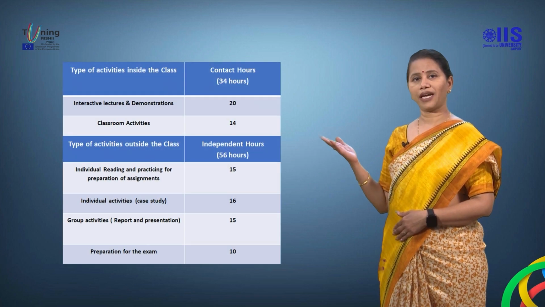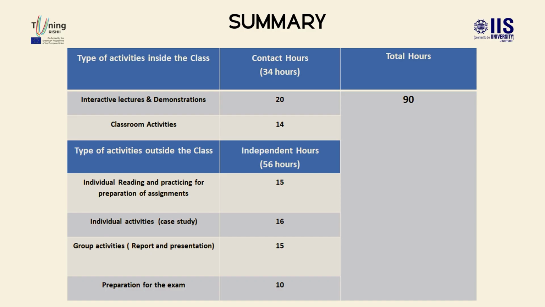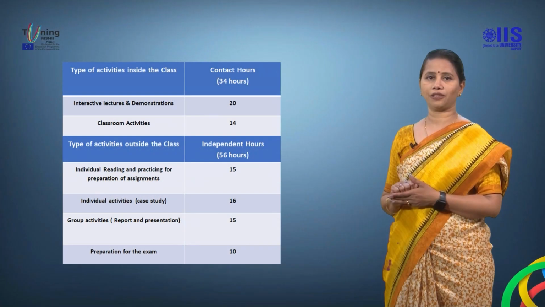This table summarizes the activities inside and outside the classroom and the time spent on them. In our case, the time allotted for the classroom activity was 34 hours, which includes 20 hours of interactive lectures and demonstrations and 14 hours of classroom activities. The time spent for the activities outside the classroom is estimated as 56 hours, which include individual reading and problem solving, case study analysis, group activities like peer review, presentation and preparation for the examination.